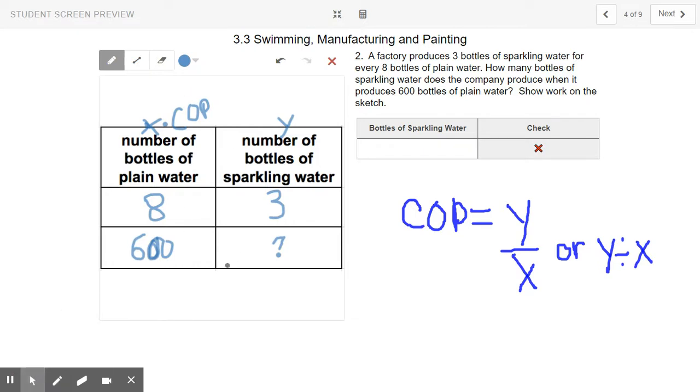So taking a look at this, remember, we're trying to figure out what do we multiply 8 by? What's the COP that we multiply 8 by? So that we can also use that COP to multiply the 600 by, and that's going to give us this. So in order to solve, we take our y value. So we're going to take the 3 bottles of sparkling water. I'm going to actually use a different color. We're going to divide that by our x value. So the 3 goes with the 8. So we're going to divide 3 by 8.